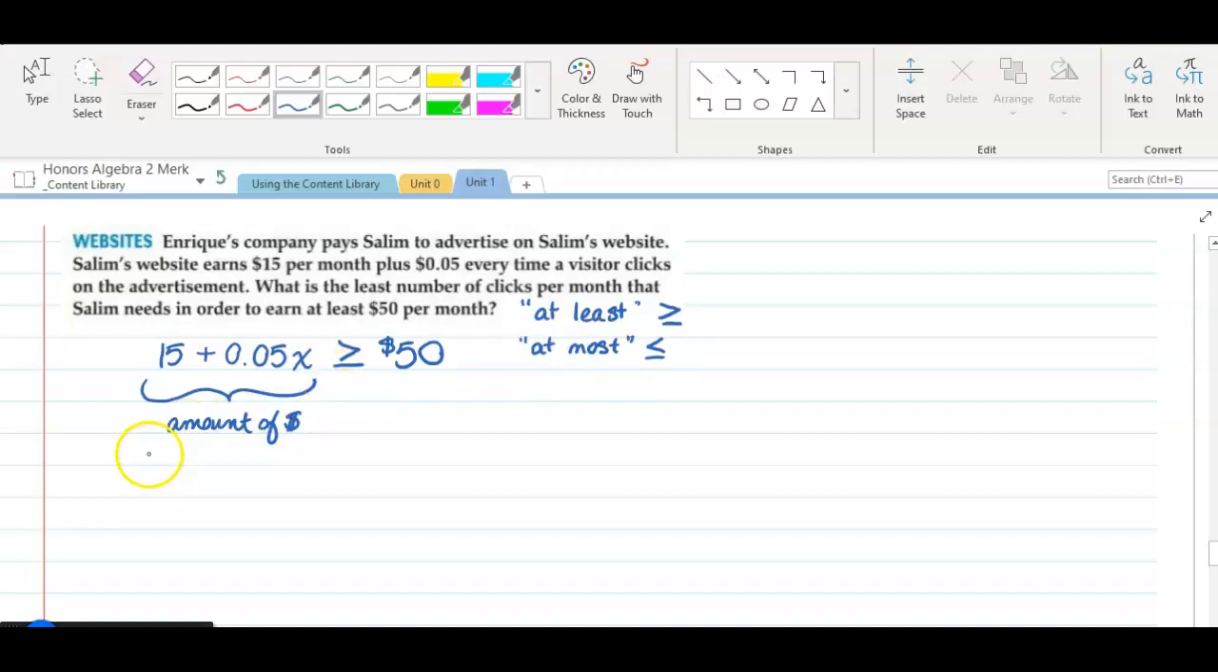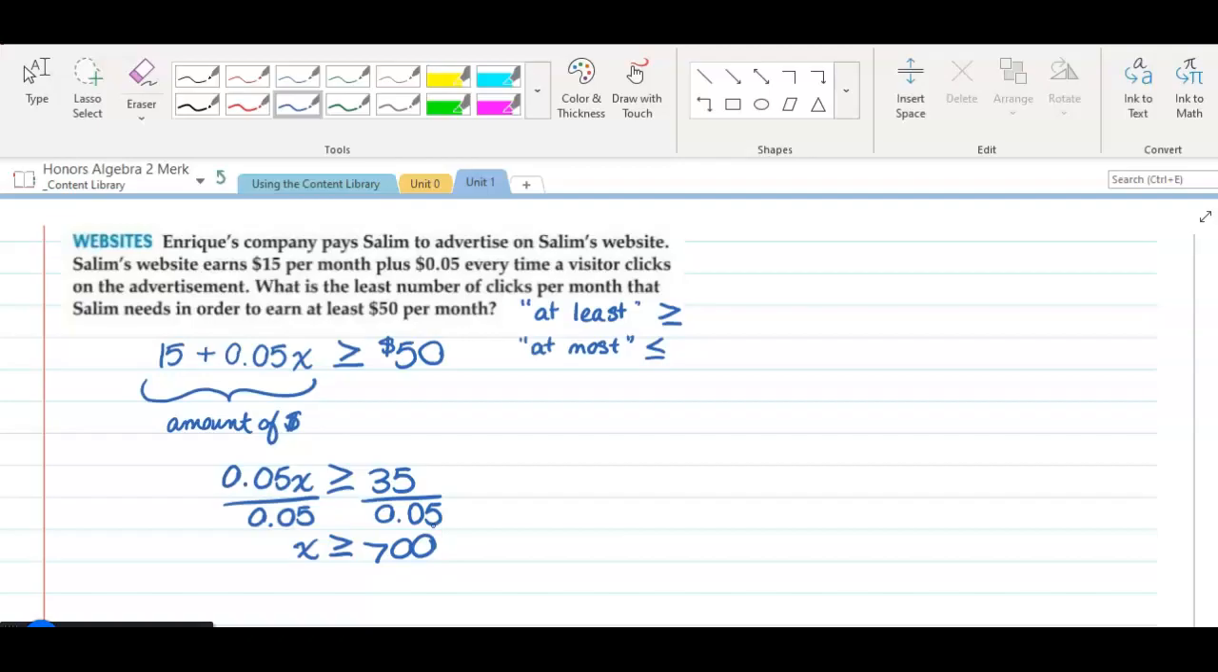All right, so let's try to solve this. First, we have to subtract 15 from both sides. And when I do that, I'm left with the nickel times x greater than or equal to 35. And then I'm going to divide by 0.05 on both sides. That gives 700, I believe. So he needs at least 700 clicks to earn at least $50 per month.